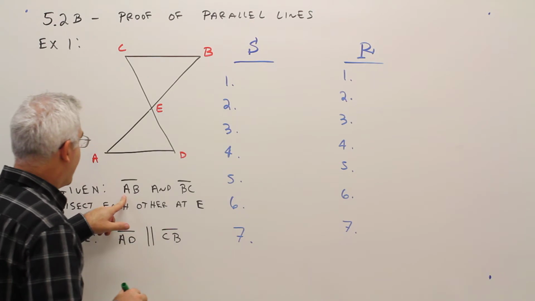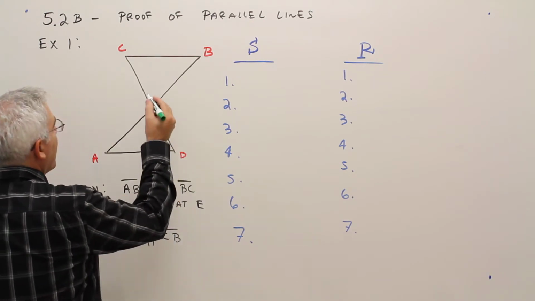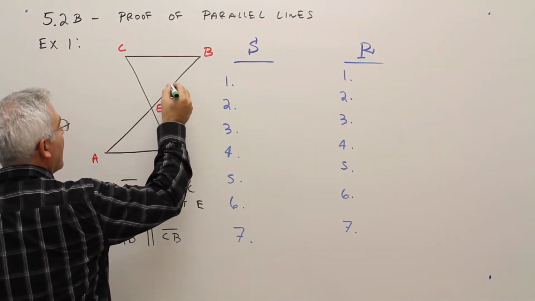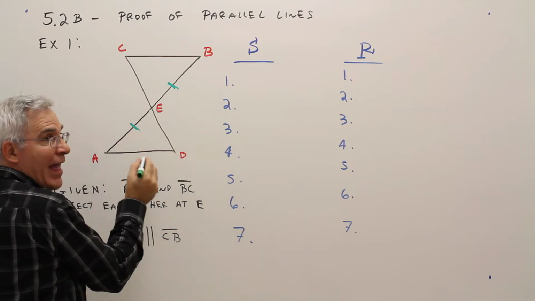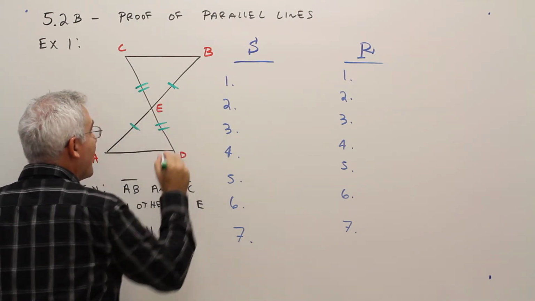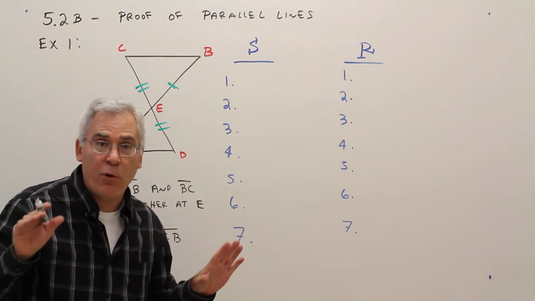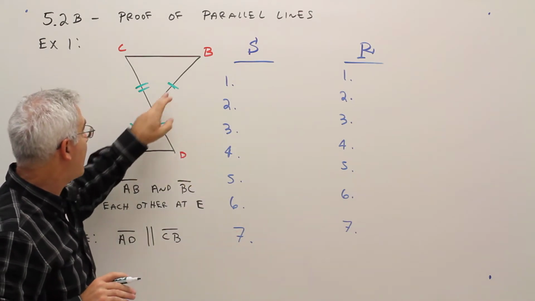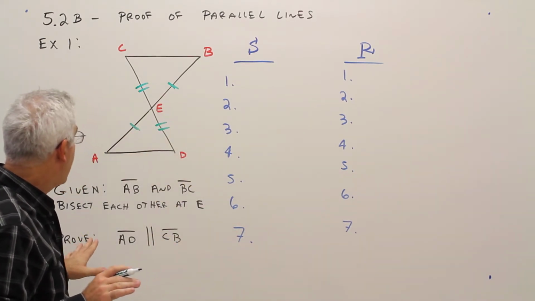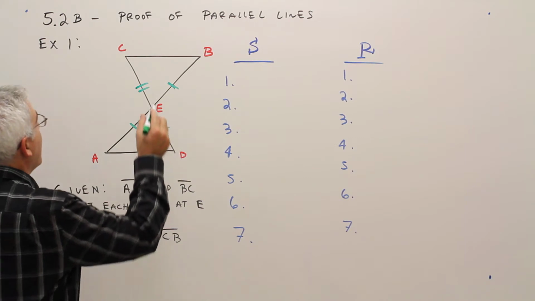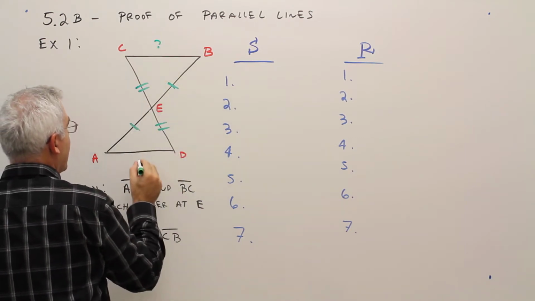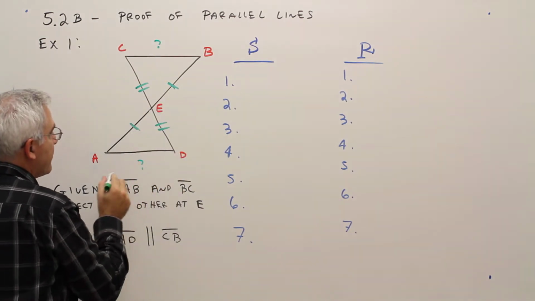So AB and BC bisect each other. So that means that this chunk is congruent to that chunk, and a different symbol for there. They're not all 4 congruent, just this and this and that and that. Okay, and I'm going to prove that this is parallel to that.